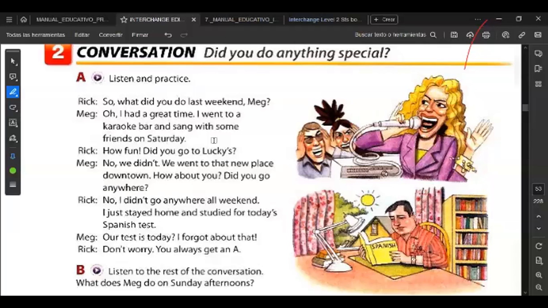Okay, our test is today. I forgot about that. Don't worry, you always get an A, right? Always get an A. So do you have any question with this vocabulary? Any questions so far?